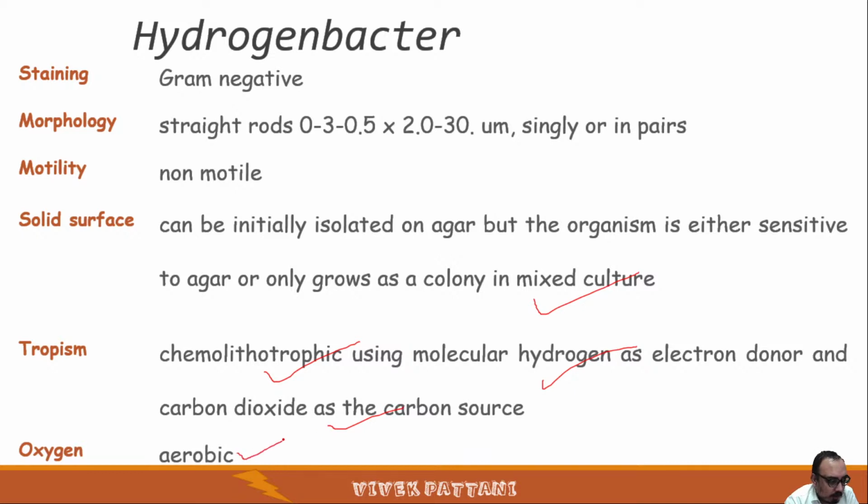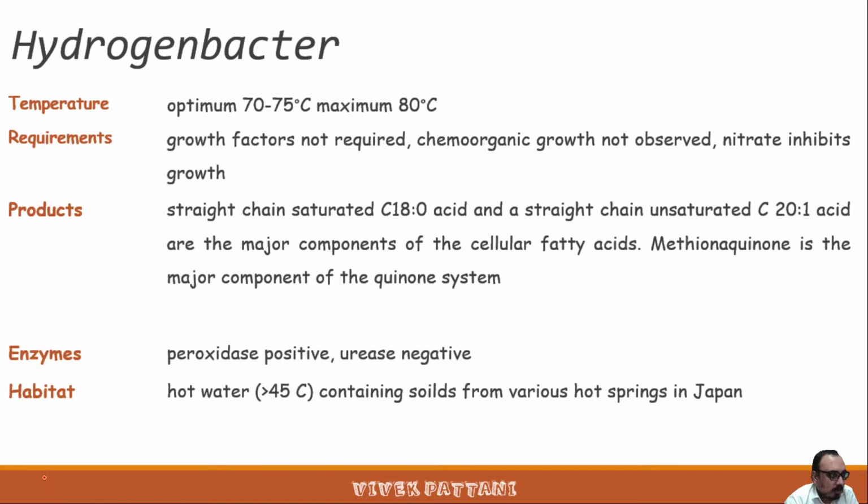The oxygen requirement is basically aerobic. Okay, temperature requirements, it's a thermophilic bacteria, but it is not an archaea. It's a thermophile but not an archaea, with a temperature optimum of 70 to 75 degrees Celsius, and the maximum it can tolerate is around 80 degrees Celsius. Growth factors are not required, chemoorganic growth is not observed, and nitrate inhibits the growth of this bacteria.